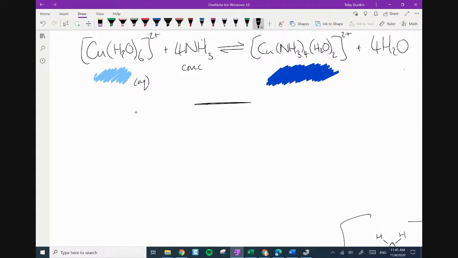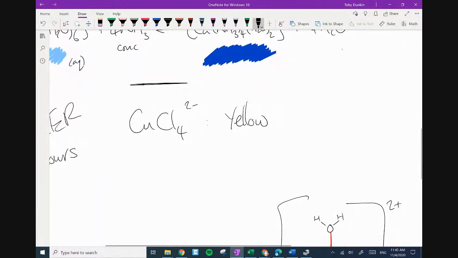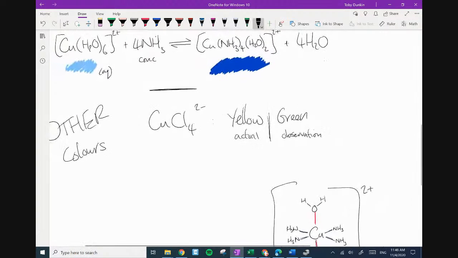The other colors for copper: CuCl4 2-, and this is yellow. This is the actual color, the actual color is yellow. However, often observed as green. The reason is that trying to get the equilibrium to swing right over to the yellow is really tough, and it tends to be mixed with the aqueous blue as well, giving a green color.